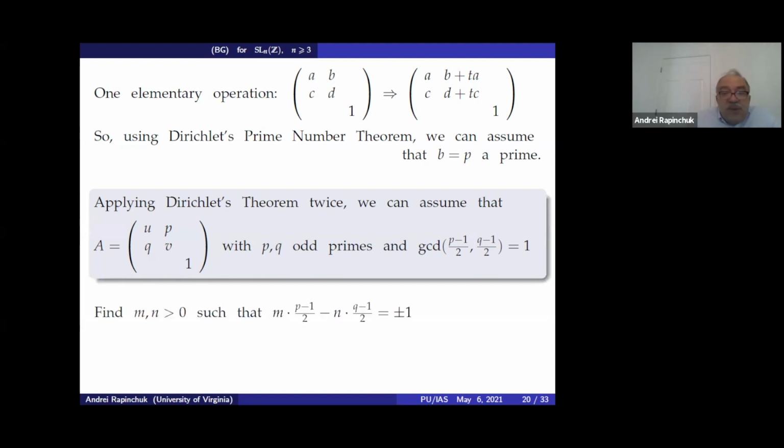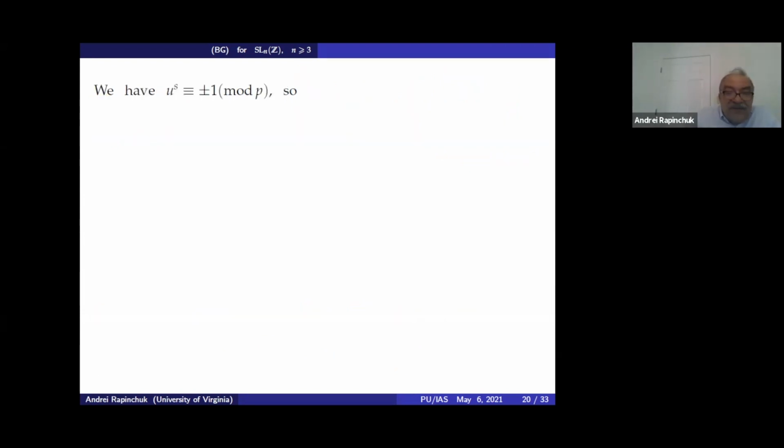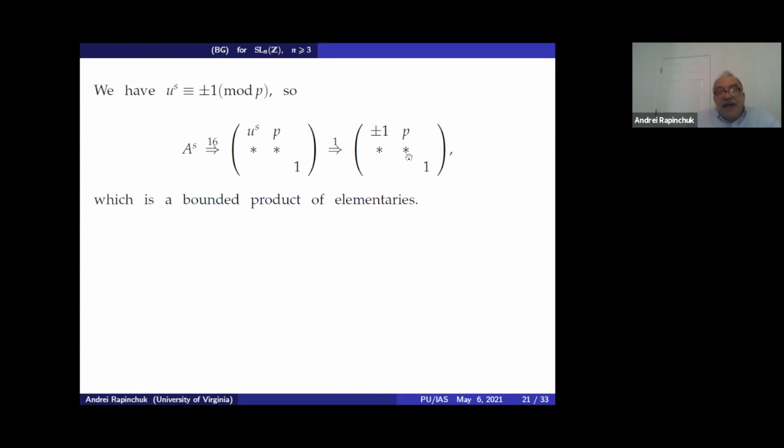Since the GCD is 1, we can find integers m and n so that the linear combination is plus or minus 1. Let me call the first number S and the second number T. The point here is that by Fermat's little theorem, of course, u to the S is plus or minus 1 mod P. So when we raise our matrix A to the S power, then by 16 elementary operations, we can transform it to this matrix. But then we can subtract a multiple of P and get plus or minus 1 in the top corner. And then the whole thing becomes a bounded product of elementaries.